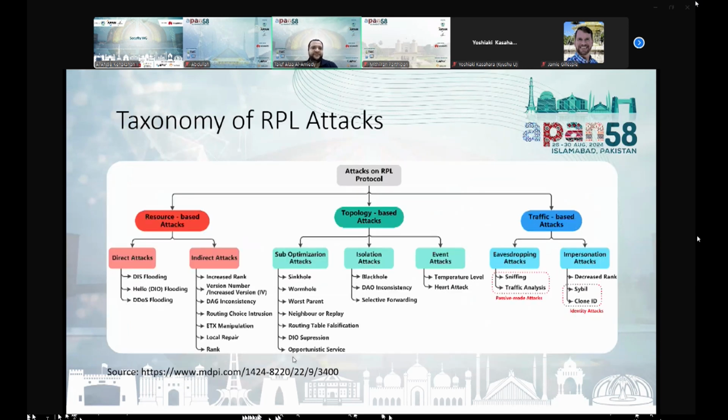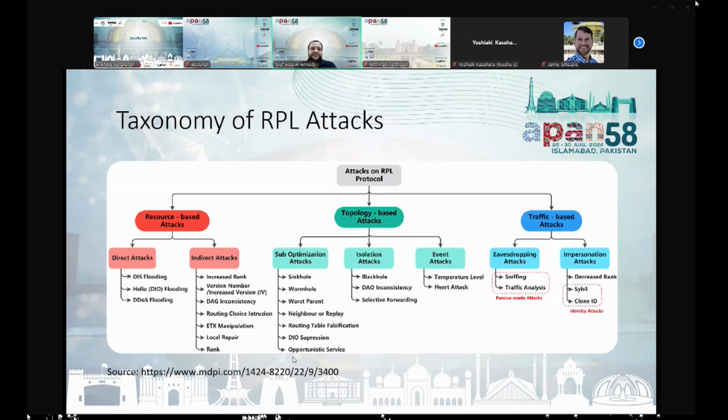Here we can see in this slide, RPL attacks can be classified into 3 types. I would like to mention here that the low-power and lossy network has different types of protocols, and RPL is one of the most popular routing protocols in this type of network. This protocol is vulnerable to different types of attacks. As you can see here, there are 3 main types: resource-based attacks, topology-based attacks, and traffic-based attacks.